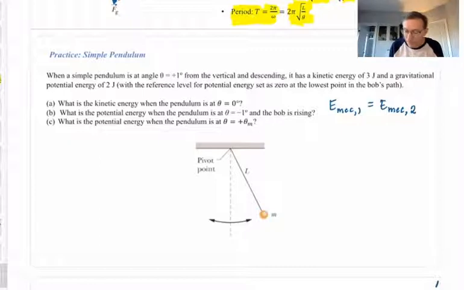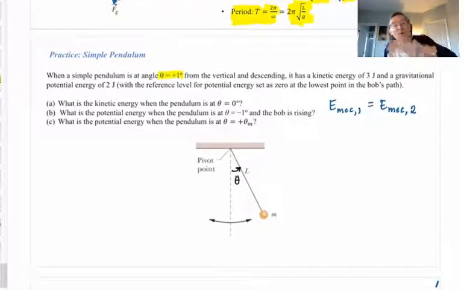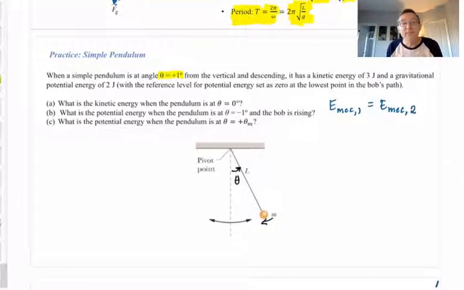Here's what it says. We have a simple pendulum swinging back and forth as the drawing is implying, and at a certain moment when the angle theta, of course, is right here, the angle of the string measured from that vertical reference line, when the angle theta is positive 1 degree, positive angle means it's been measured counterclockwise from the vertical. When the angle theta is positive 1 degree from the vertical and descending, that means the bob is actually moving that way towards the bottom point.